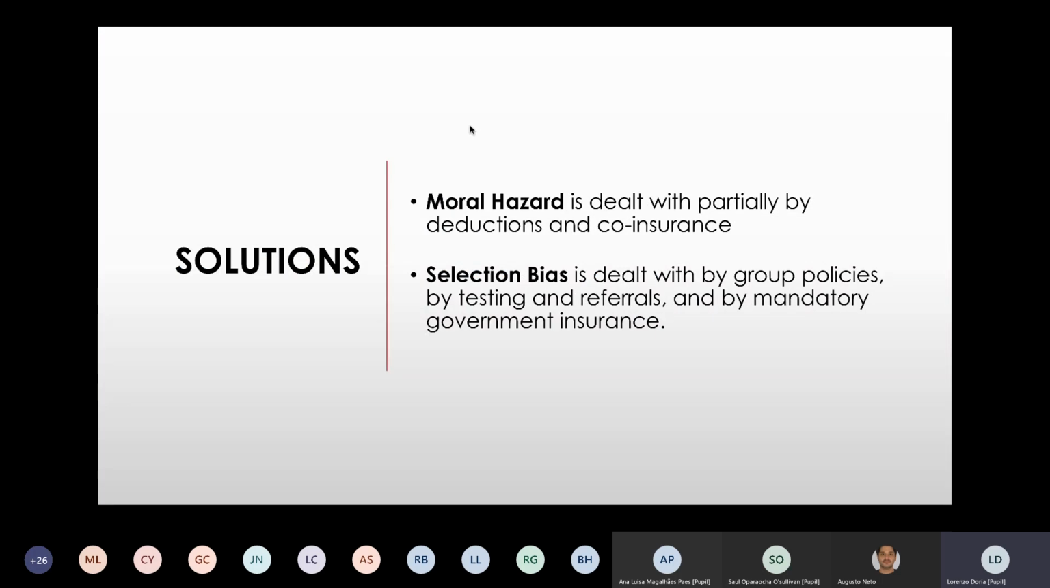So what insurance companies do to overcome these problems is that, first, for moral hazards, they design specific contracts that will cover a part of the cost if any accidents happen. And for selection bias, as mentioned in the previous slide, the companies can conduct exams and other tests to see how healthy the person is, and therefore decide if they're going to insure them.